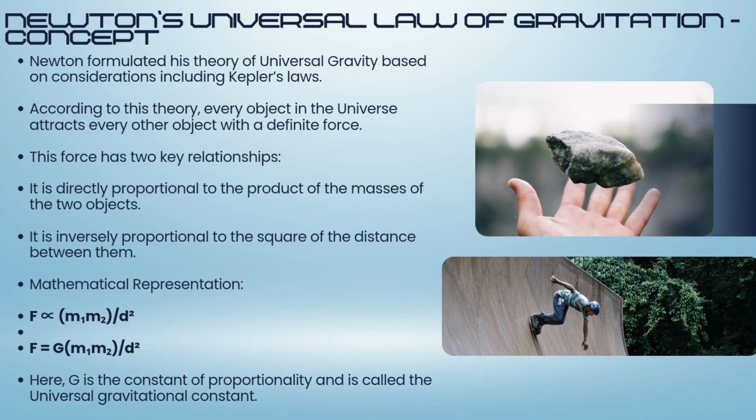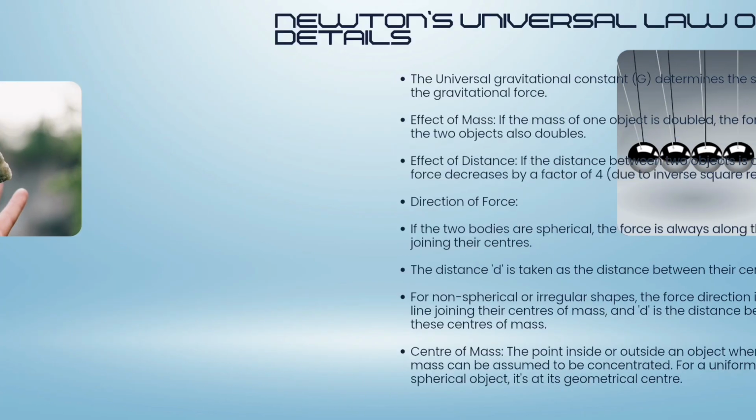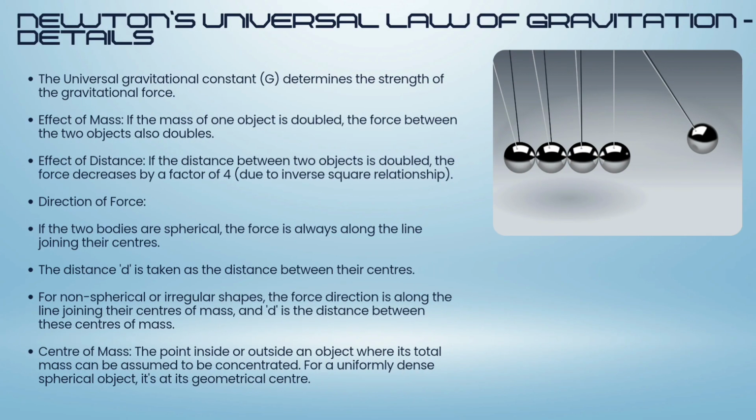Newton's law states that every object attracts every other object with a certain force. This force increases with mass and decreases with distance. Mathematically, it's expressed as F equals G times m1 times m2 divided by d squared, where G is the universal gravitational constant. The strength of gravity depends on mass and distance.